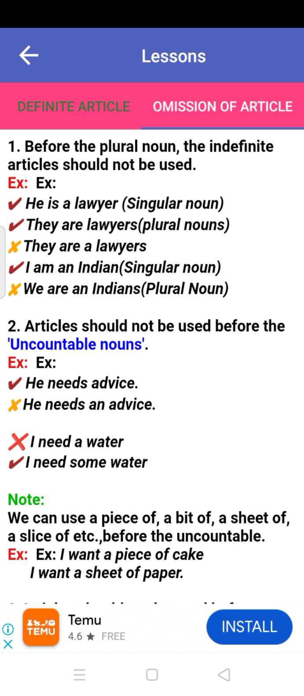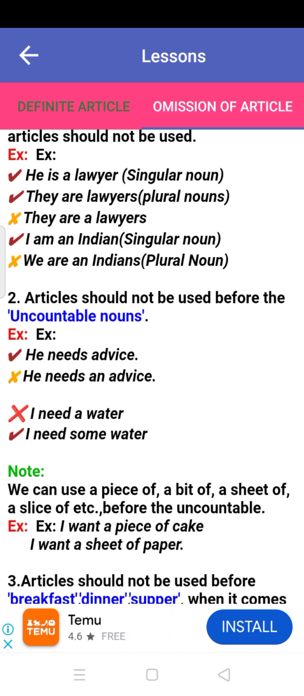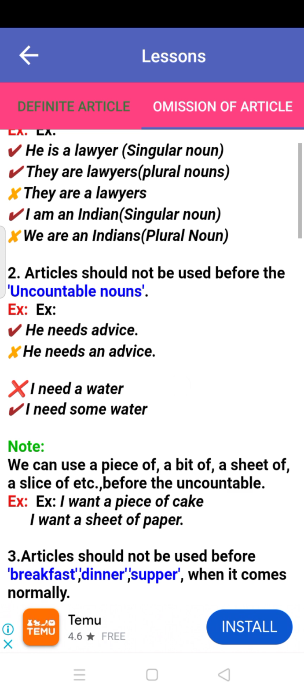The next example is, I am an Indian. Here it is a correct sentence since it sounds grammatically good. I am an Indian. So here we add "an" before Indian, since it is a singular noun. At the same time, "we are an Indians": here we don't use "an", because we have a plural noun. Therefore, we consider this a completely wrong sentence.